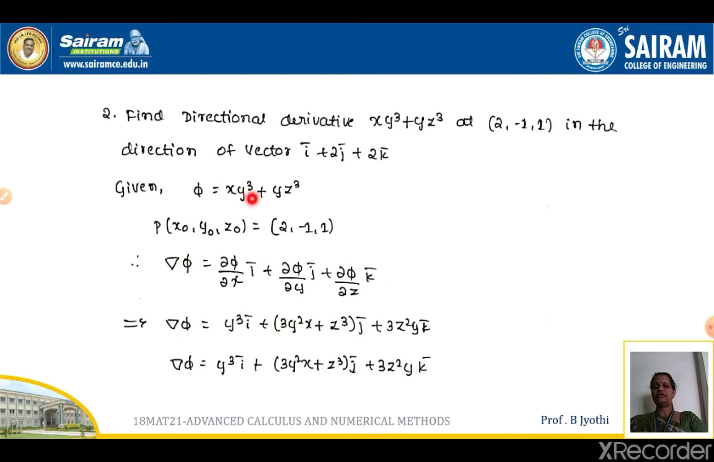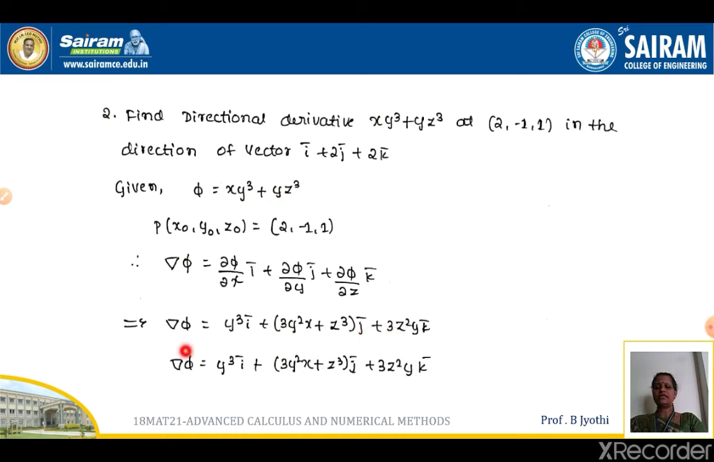When we differentiate this with respect to x, we will be getting y cube only, because this term doesn't have x, it will become 0. Similarly, in order to find ∂phi/∂y, let us differentiate this with respect to y. So it will be 3y square into x plus, the derivative of y is 1, therefore z cube. Next, in order to differentiate this with respect to z, the first term will become 0 and the second term will be 3z square into y.